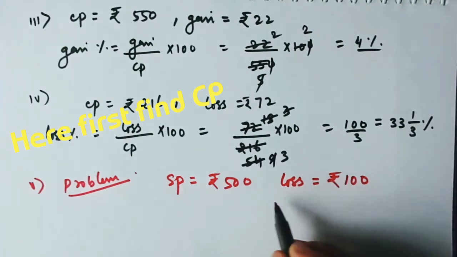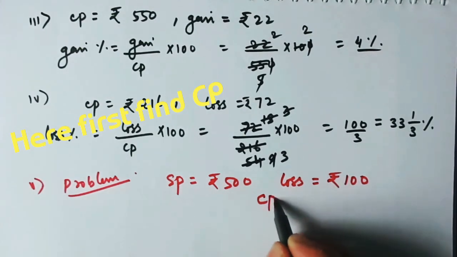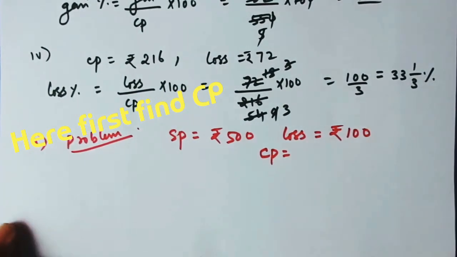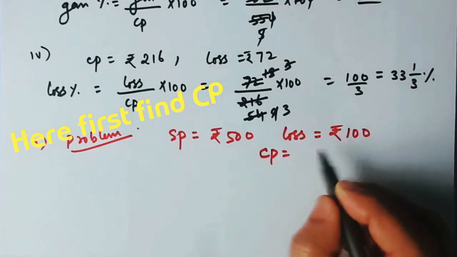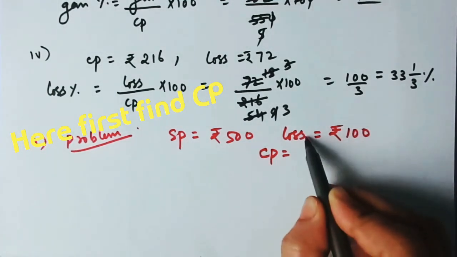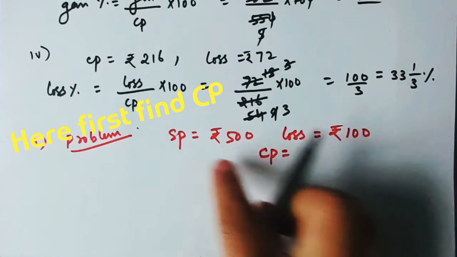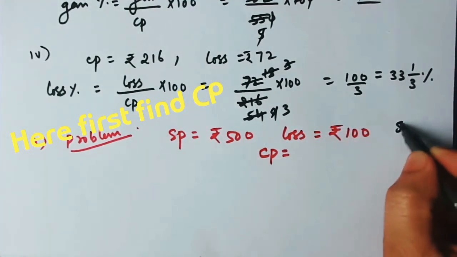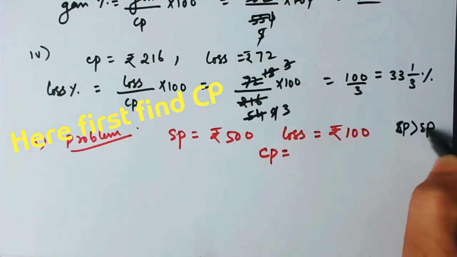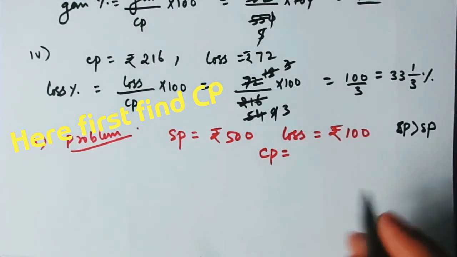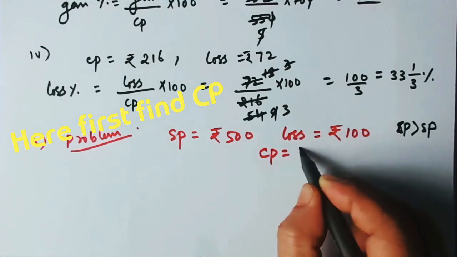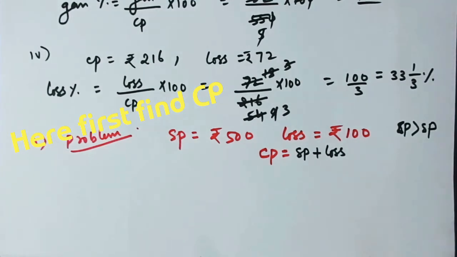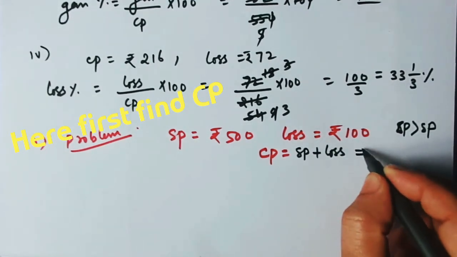So first you will have to find out the cost price. How can you find out the cost price? You know that when selling price is there and loss is there, naturally cost price will be greater than the selling price. है कि नहीं? So when the cost price is greater, naturally cost price will be equal to selling price plus loss. Try to understand these small details. You need not learn it by heart.